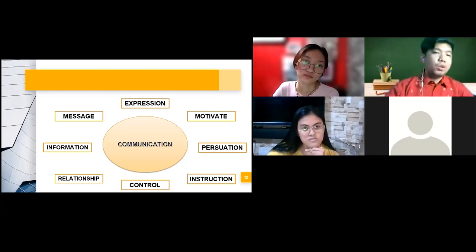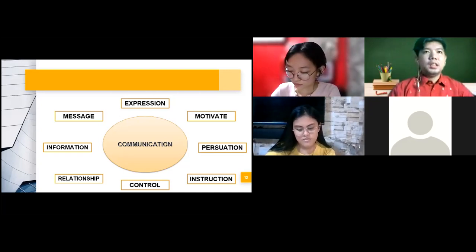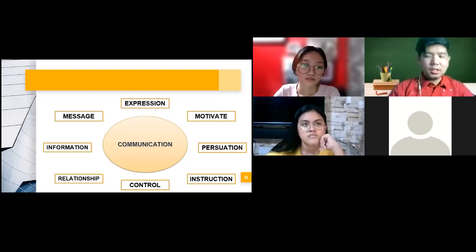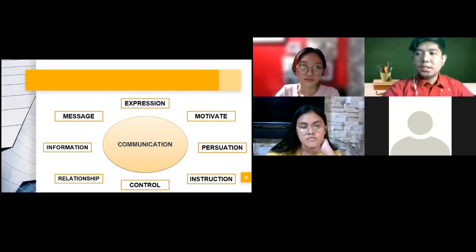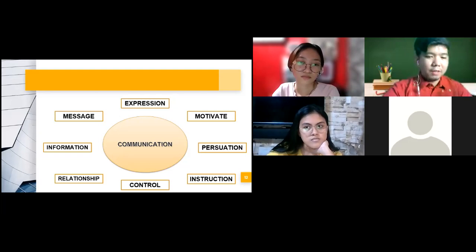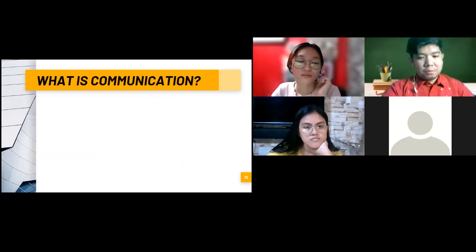Next, always remember that communication fosters a relationship. When we say foster, it adopts or creates a relationship. And same with instruction, communication can also be a way to send information to someone. And of course, communication in the general aspect, if you look at the bigger picture, is in the form of message.